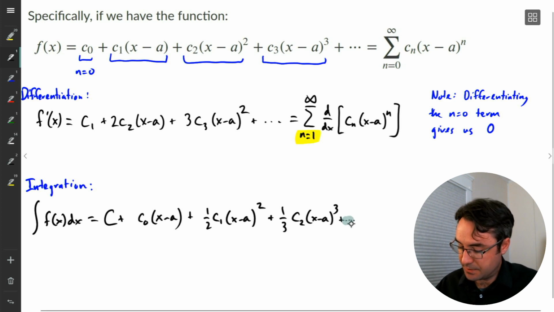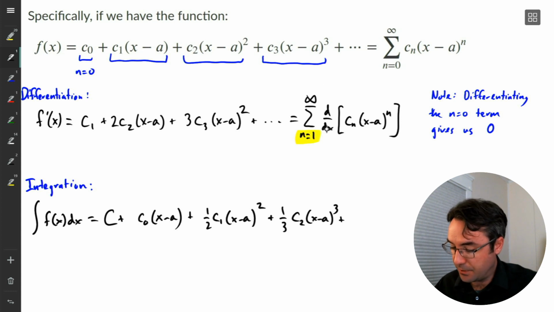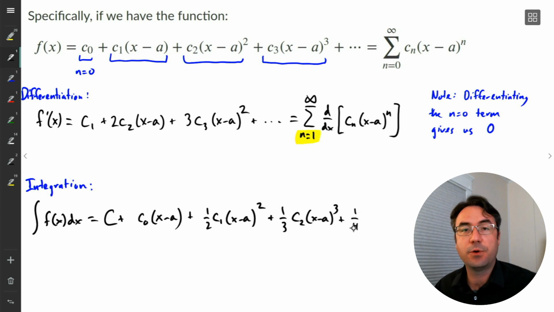And actually, let's get one more in here. So we have our C3 term here. So the power function is x minus a cubed. When we add 1 to the exponent, we're going to get 4. So we'll put a 1/4 in front. Then we have our C3 coefficient. And then power rule, so we're adding 1: x minus a to the power 4.